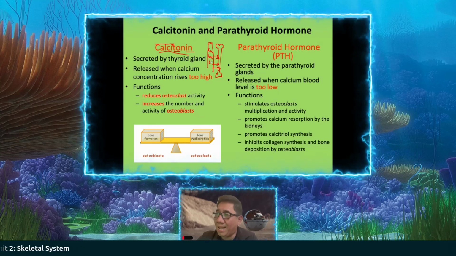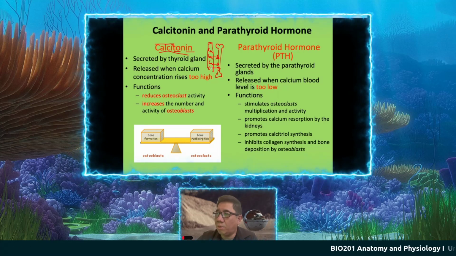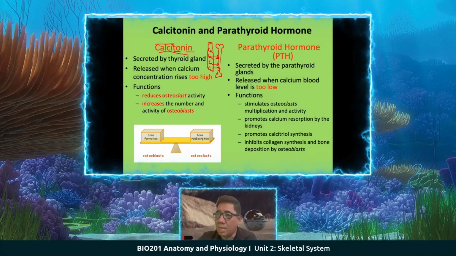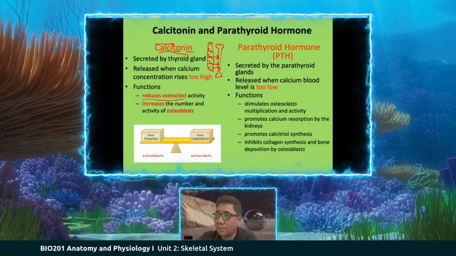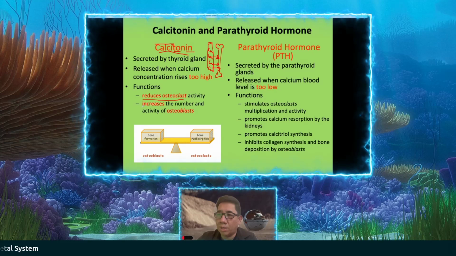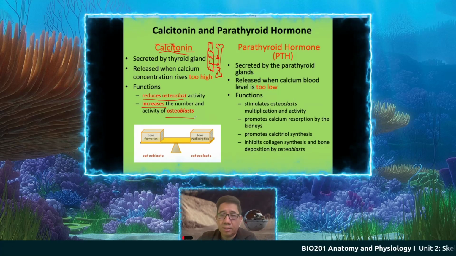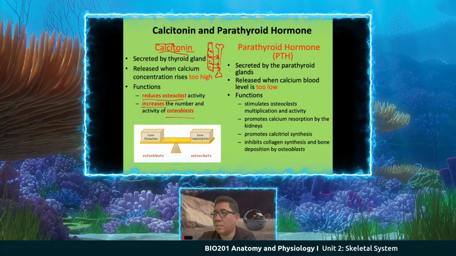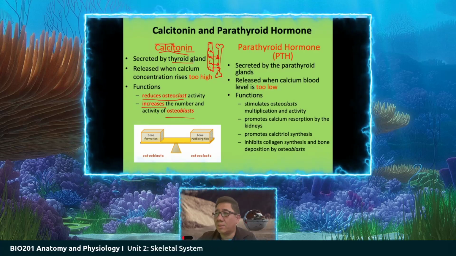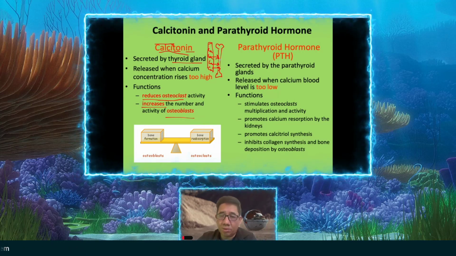Your thyroid gland will release this hormone, calcitonin, and what calcitonin will do is tell your body to put calcium into your bone. You're going to reduce the osteoclast because you're not going to break your bone. You're going to put more calcium into your bone, therefore you're going to increase your osteoblast. So think of it this way: if you have too much calcium in your blood, your thyroid gland will start releasing calcitonin to put calcium into your bone.